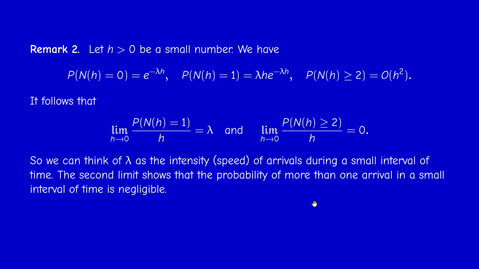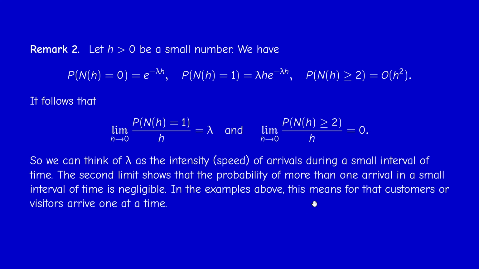And the next limit tells us that the probability of more than one arrival in a small interval of time is negligible, it tends to 0. So it means that clients or events happen once at a time. Okay, so we don't have two customers arriving at the same time. So this, of course, is a simplifying assumption.